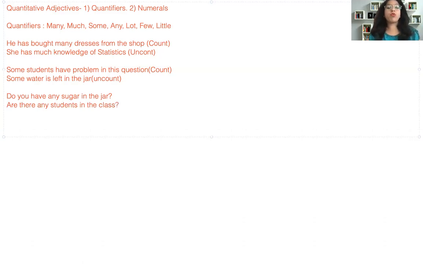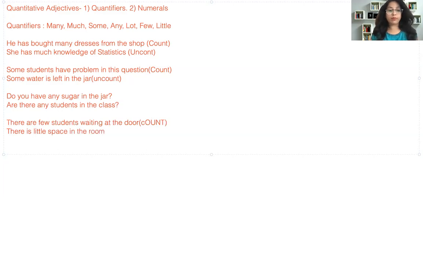Then few is used for countable nouns. There are few students waiting at the door. So few is used with only countables. And then little: there is little space in the room. Here we are talking about space, which is an uncountable noun. That's how we use our quantitative adjectives.